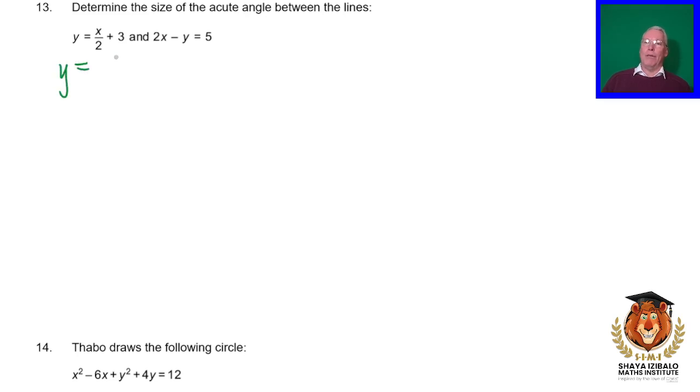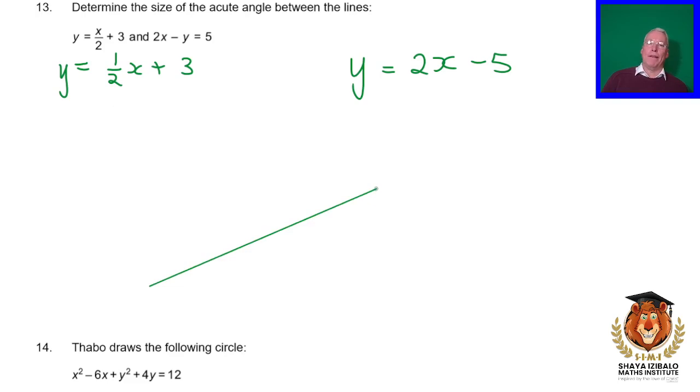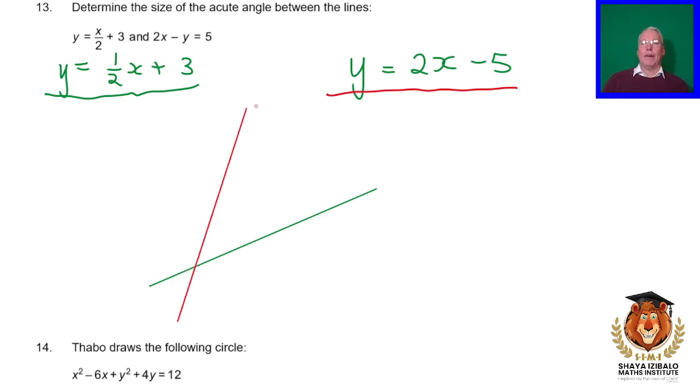This one is y equals a half x plus 3. And this one is y equals 2x minus 5. All right, what I've done is added y to both sides and subtracted 5 from both sides. So the one line's got a gradient of a half. Now a half's not that steep. It's uphill, but it's not that steep. That's this line over here, okay? The green line. This one, the red line, is quite a bit steeper. Okay? And this one's got a gradient of 2. This one's got a gradient of a half.